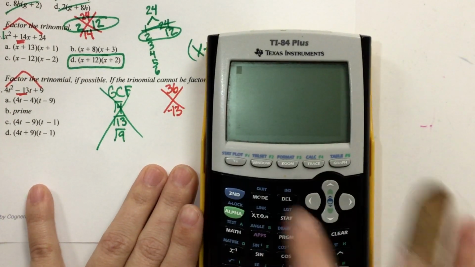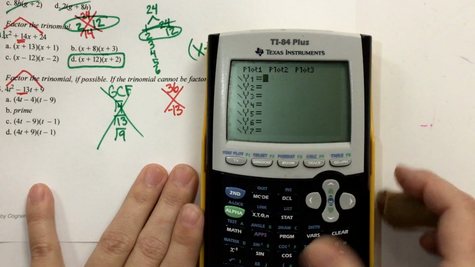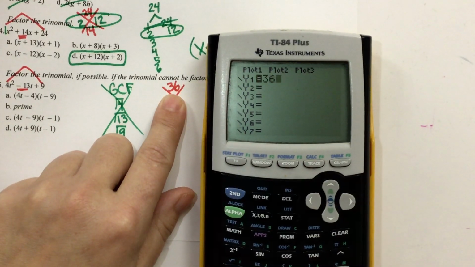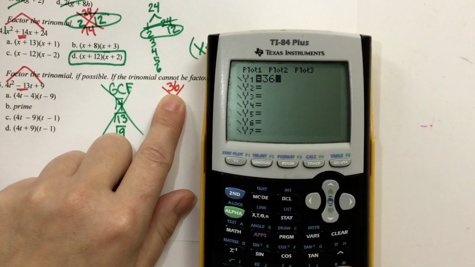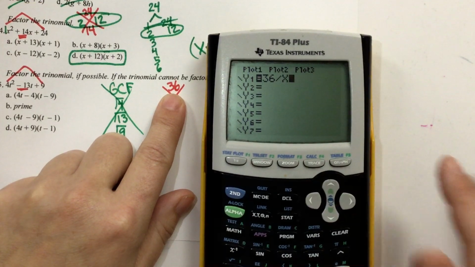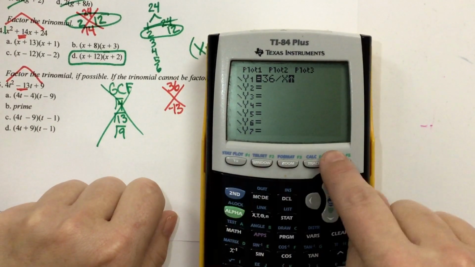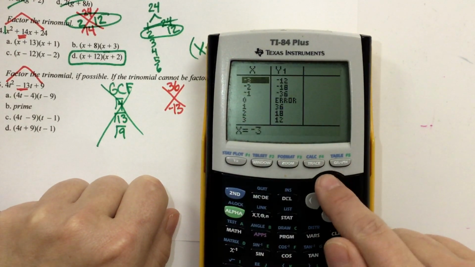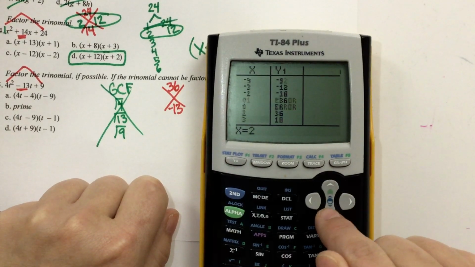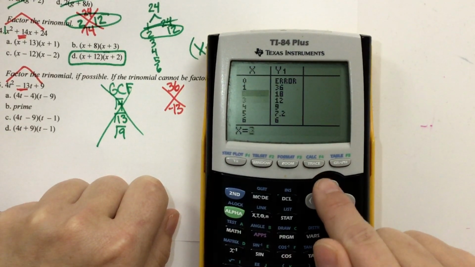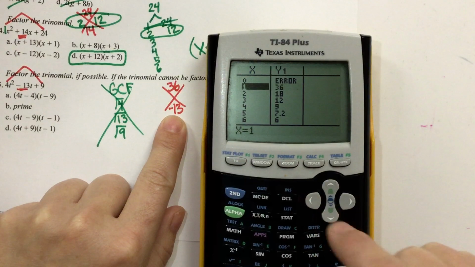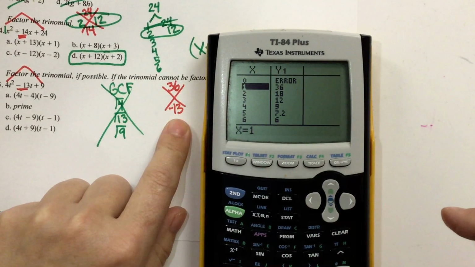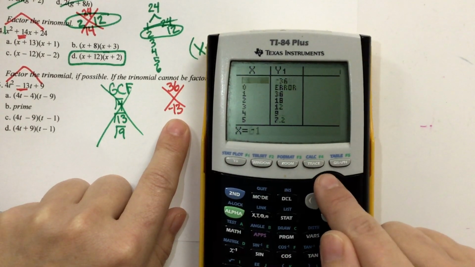So I'm going to go to my y equals. This time I type 36, because that's what I want them to multiply to be, divided by x. And then I'm going to go to my table. So second graph. And remember, there's numbers in the negatives and numbers in the positive. Well, let's talk about positives. Will two positive numbers ever add to make a negative? No. So they have to be negatives.